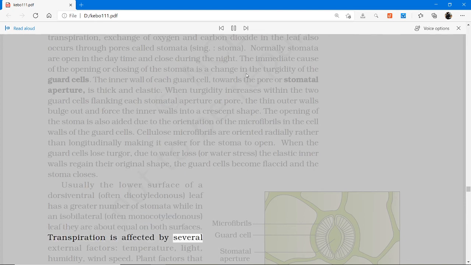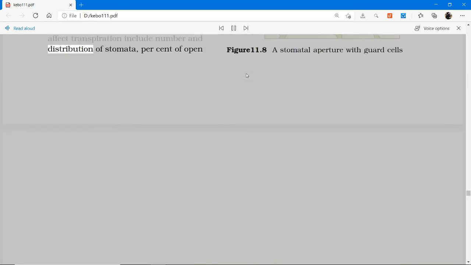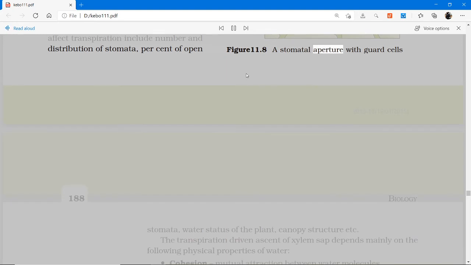Transpiration is affected by several external factors: temperature, light, humidity, wind speed. Plant factors that affect transpiration include number and distribution of stomata, percent of open stomata, figure 11.8a stomatal aperture with guard cells.